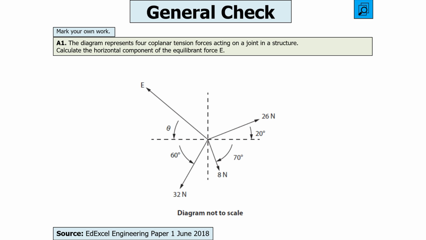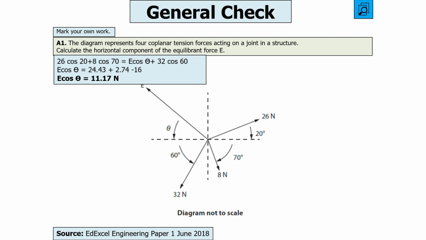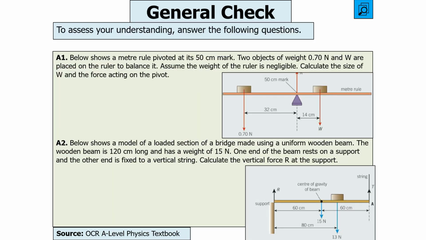Right, so what you're going to have to do is look to see the direction that all the forces are acting, and the forces acting to the left are going to have to equal the forces acting to the right, but you're also going to have to consider the horizontal component of each of those forces because they're acting at an angle. So what we can say is that 26 cos 20 plus 8 cos 70 is going to equal E cos theta plus 32 cos 60. We can then work through all the values and equate it to be E cos theta, which is equal to 11.17 newtons.